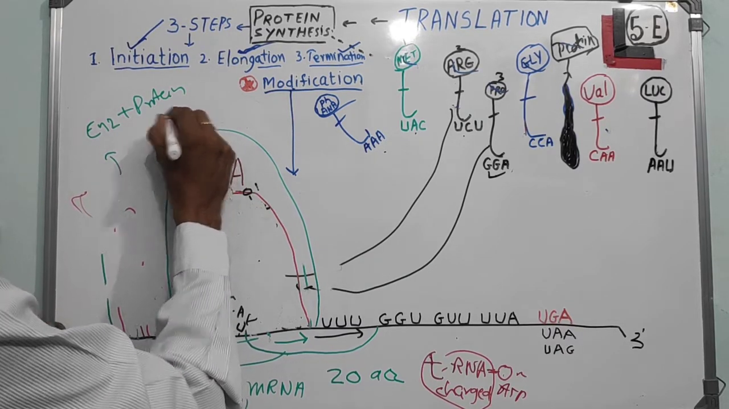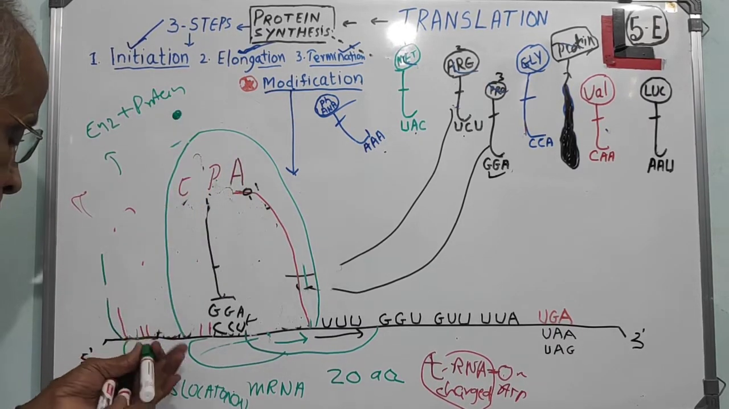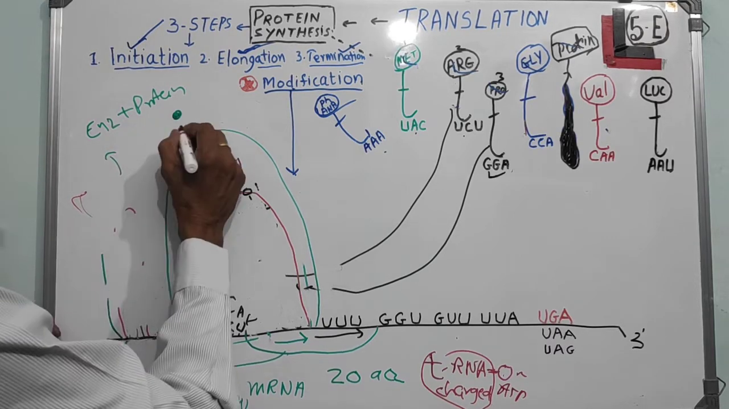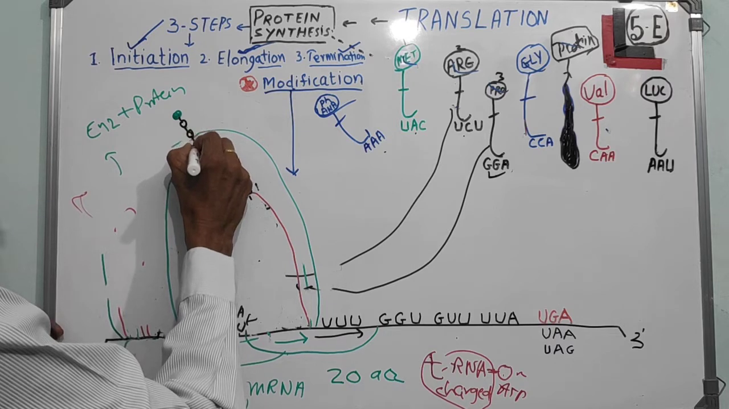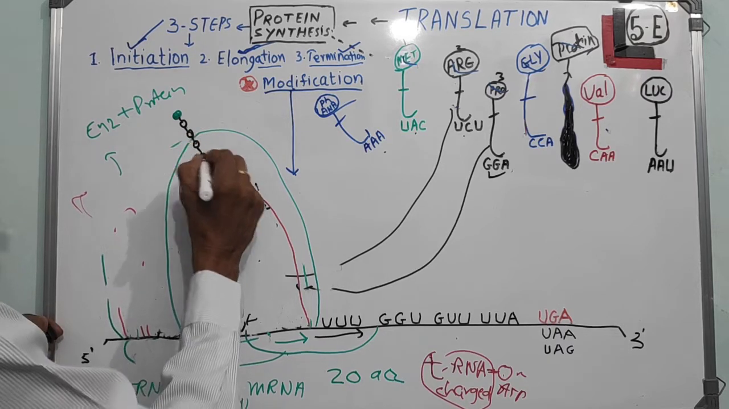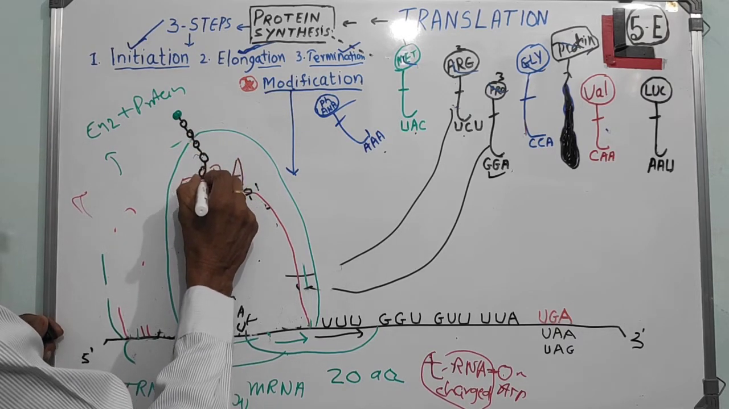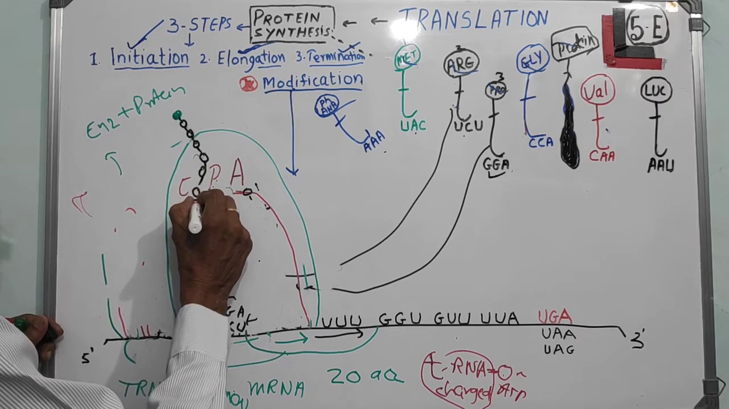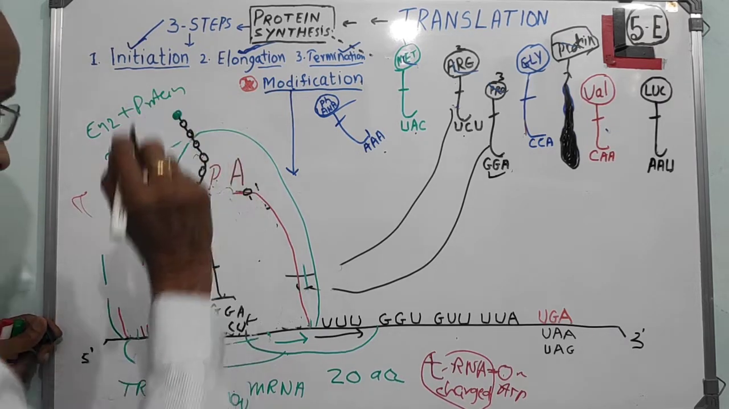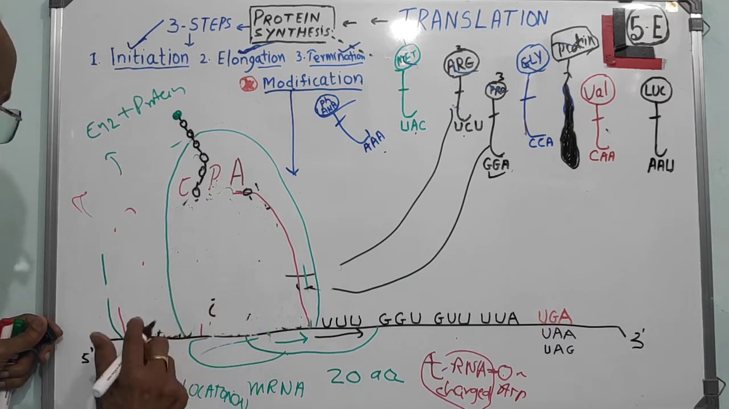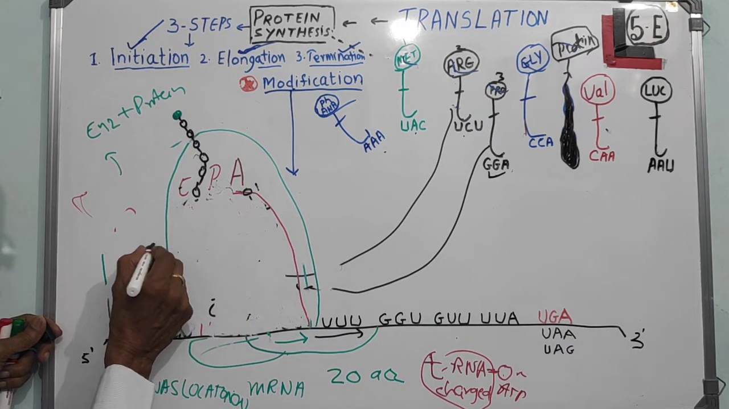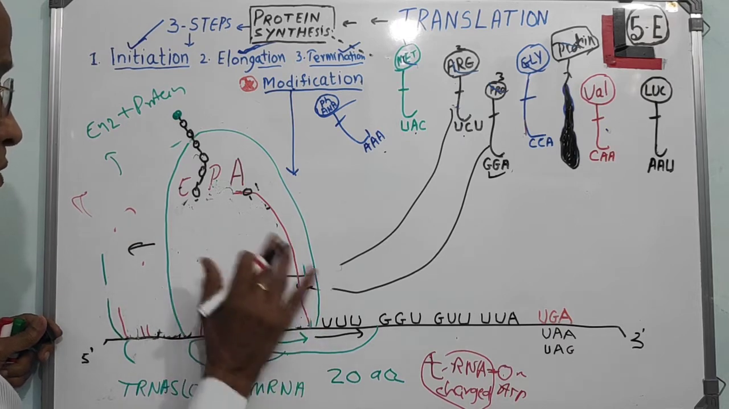the first one and the subsequent ones, second one, third one, fourth amino acid, fifth amino acid, sixth amino acid, seventh amino acid. They are added here, and this particular thing will now move away to the E site. From the E site it goes away. Now all these things have gone.